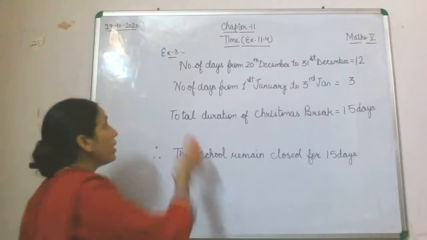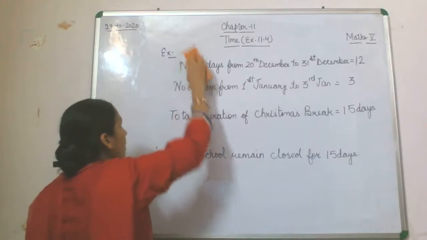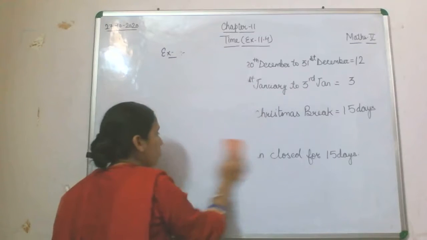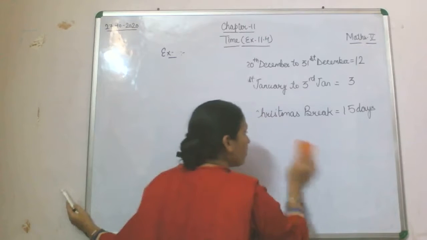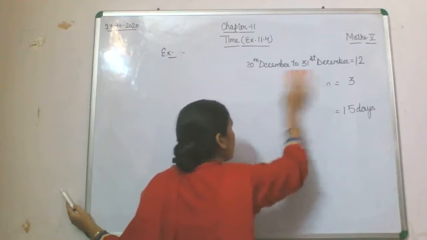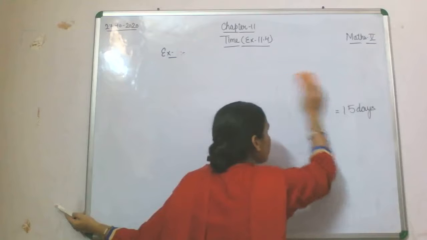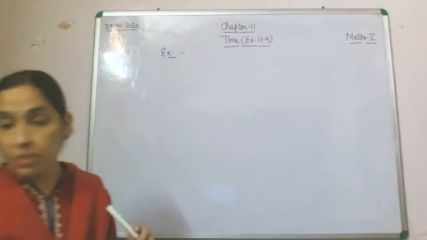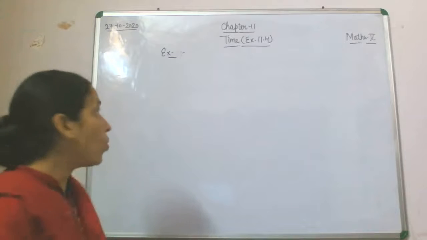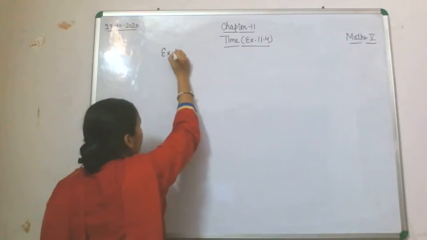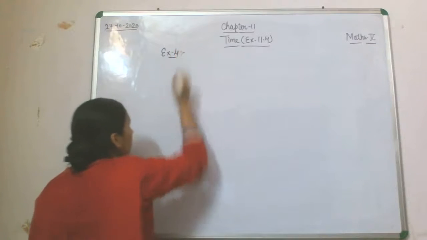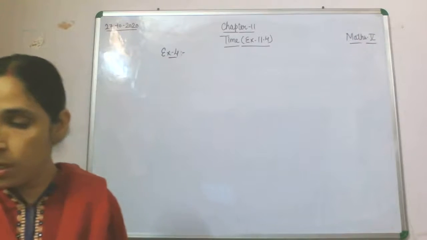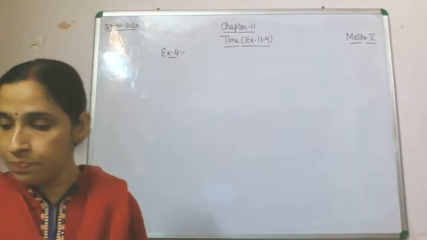Now children, similarly we will see example 4 and then we will come to exercise 11.4. Now these examples are also related to exercise 11.4 only. So children, these examples are also very important. You all are supposed to practice all these examples, which I was doing in the video. Now example 4.